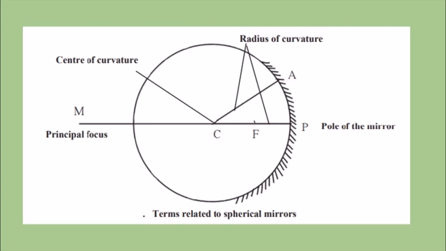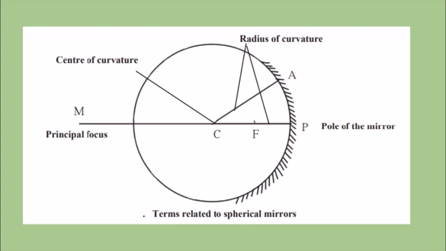Next we have the principal focus. Incident rays which are parallel to the principal axis of a concave mirror, after reflection from the mirror, meet at a particular point in front of the mirror, and this point F is called the principal focus. Here you can see the point F on the principal axis. So that is your principal focus. This principal focus is different for a concave mirror and for a convex mirror.